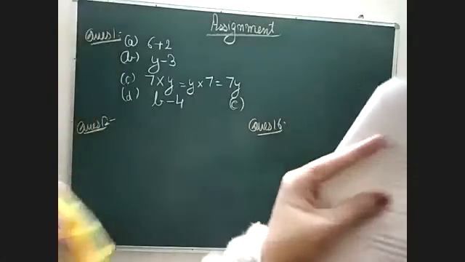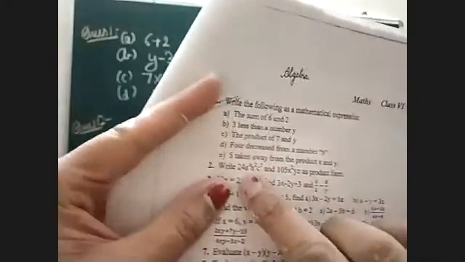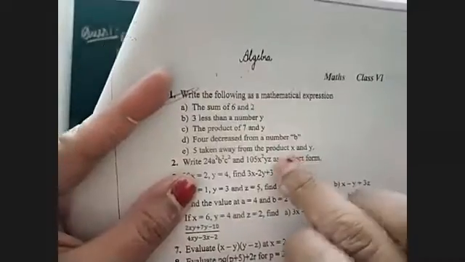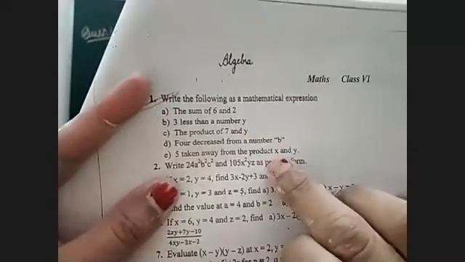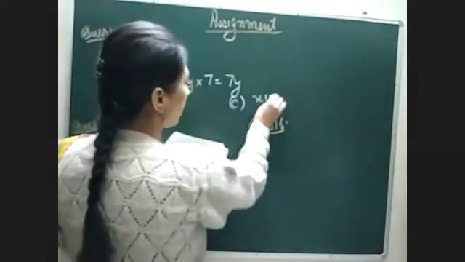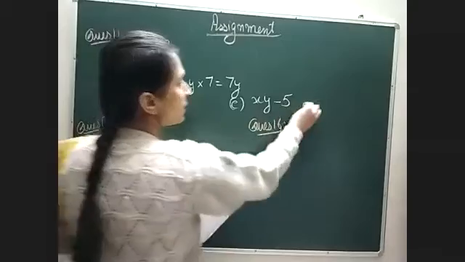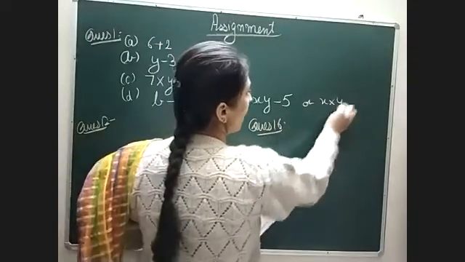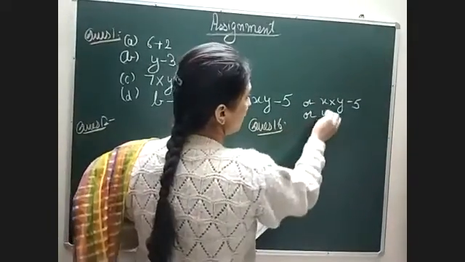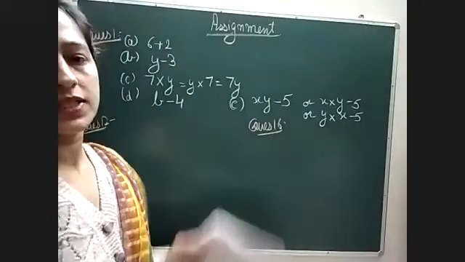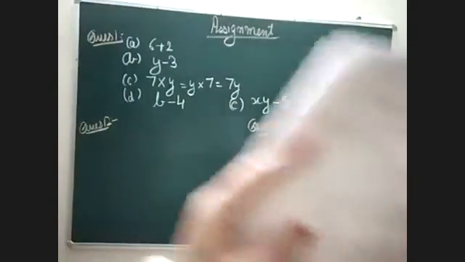Next is part E. And here is 5 taken away. See here, 5 taken away from the product of x and y. Now product is written, that means you can write x cross y or xy. So all your answers will be right. xy minus 5, or you can write x into y minus 5 or y into x minus 5. All these answers are right.